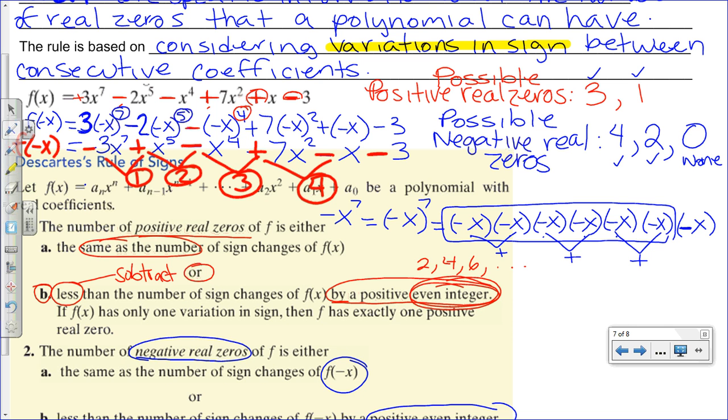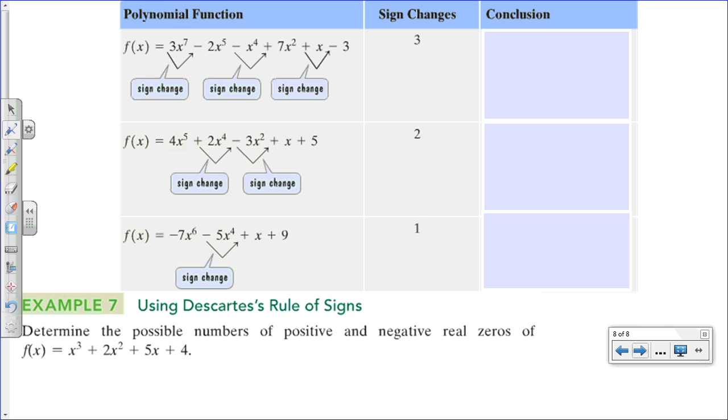So now let's go to the last slide. And here we have the same explanation as the previous problem.